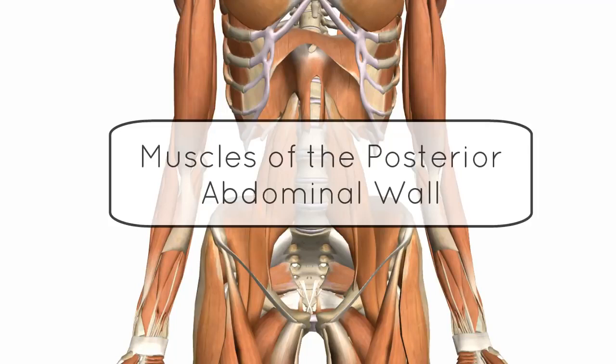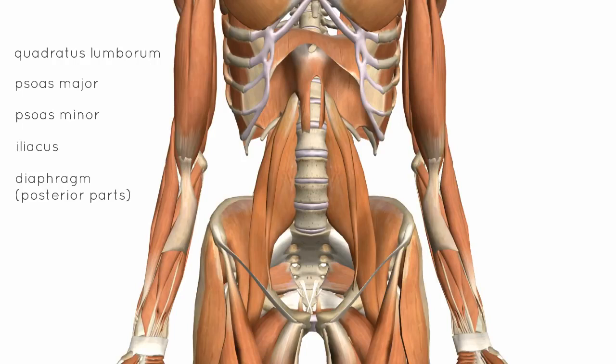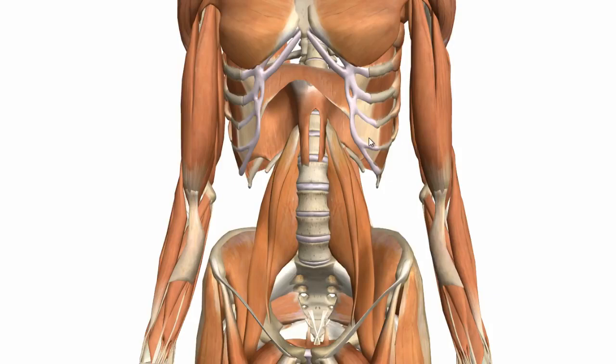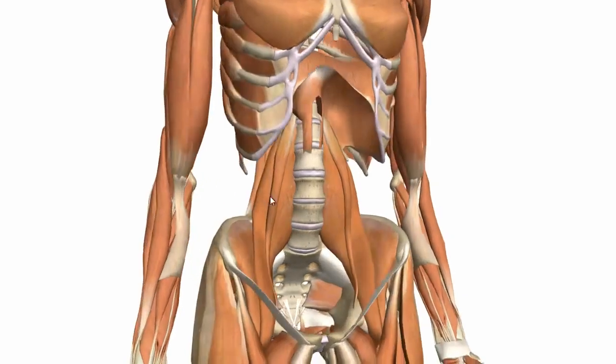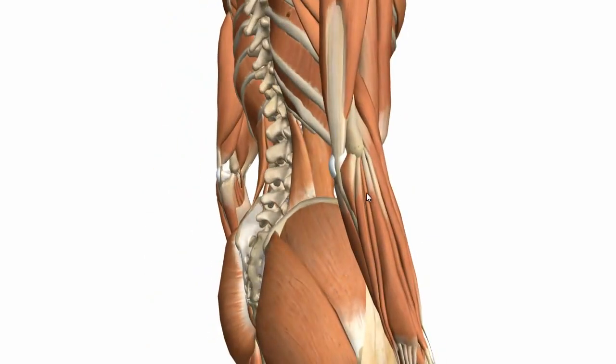This tutorial is on the muscles of the posterior abdominal wall. So you've got 5 muscles that you need to know about here. You've got the quadratus lumborum, the psoas major and minor, the iliacus, and the diaphragm. So the psoas major and minor sit kind of medially, the iliacus is inferiorly, and the diaphragm sits at the top superiorly. And then you've got the quadratus lumborum sitting kind of posteriorly and laterally.